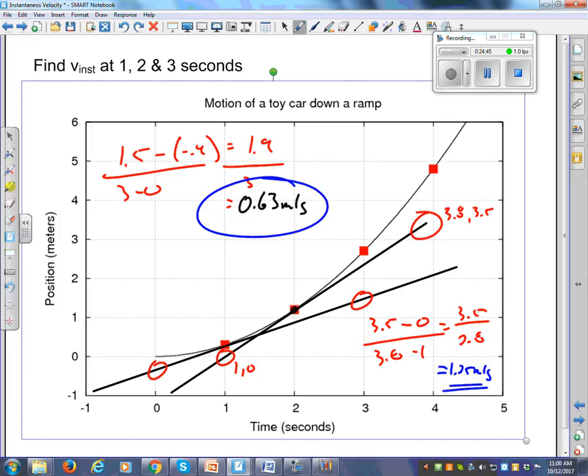You could probably estimate the next one. It's probably going to be about 2. Did you guys get around 2? Yeah, 1.6. Okay. Relatively easy. Okay, everyone feeling good? Okay, awesome.